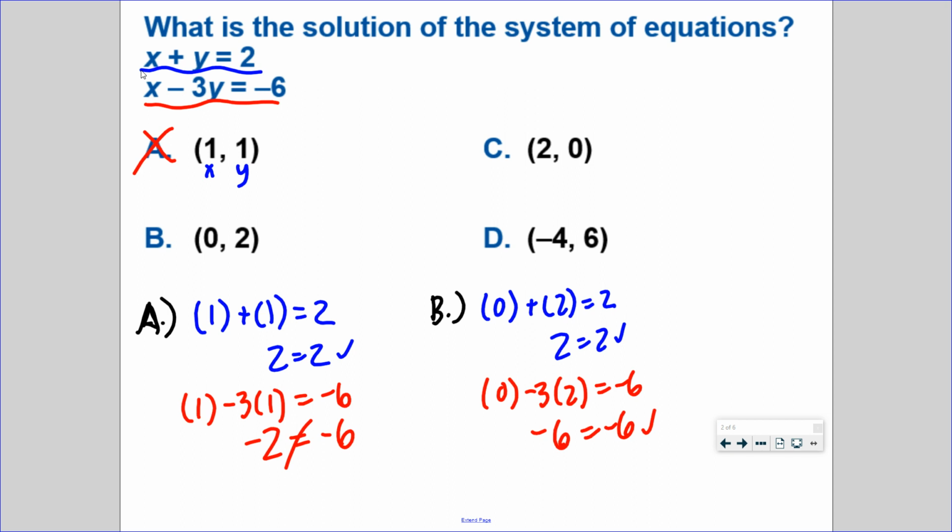It would be B. Do I still need to check the other ones in case these are solutions? Well, can two lines ever cross at more than one point? No, so we don't need to check.